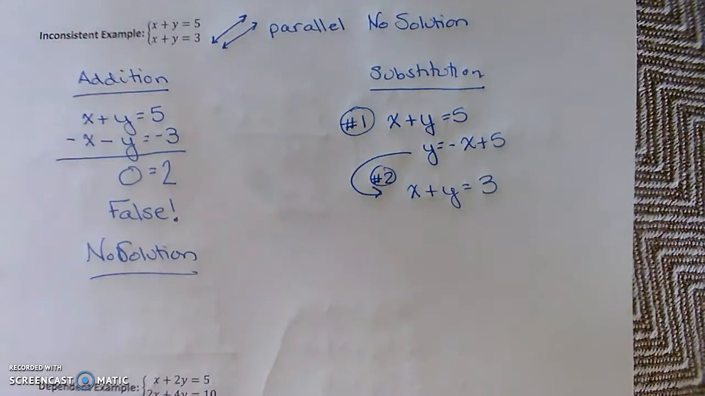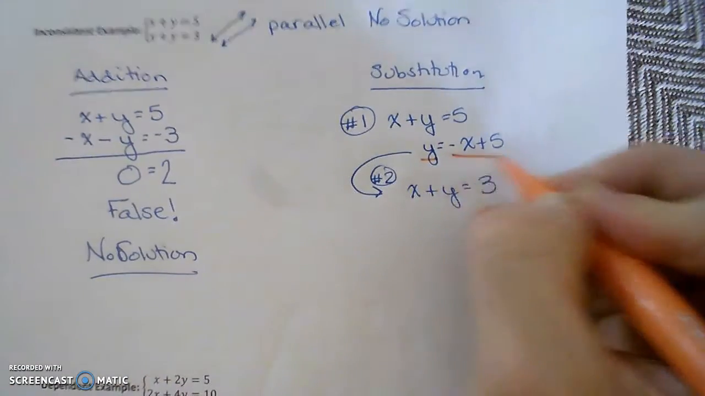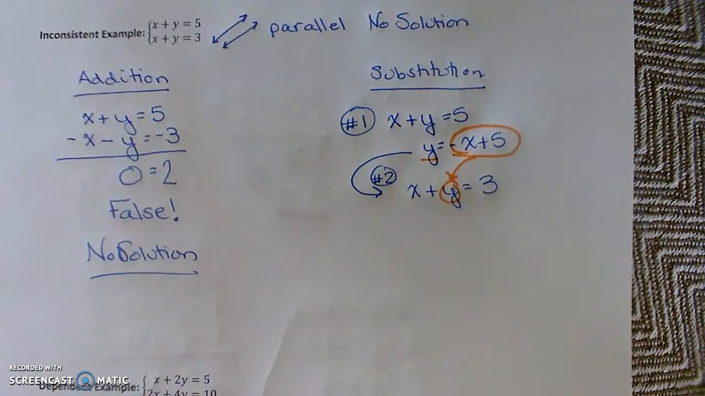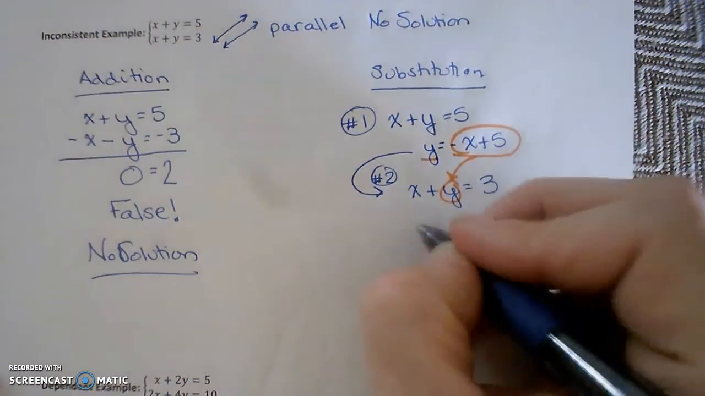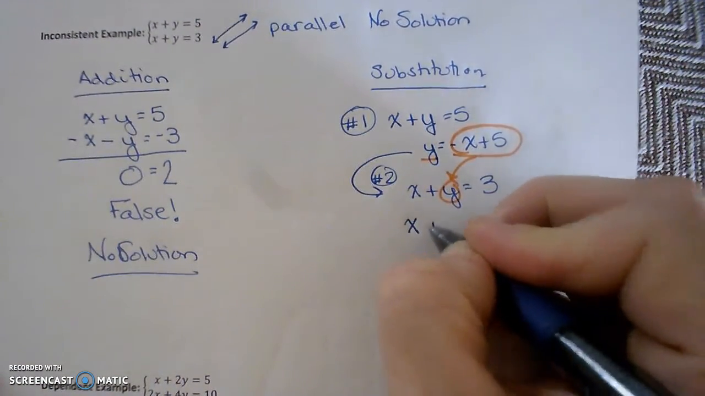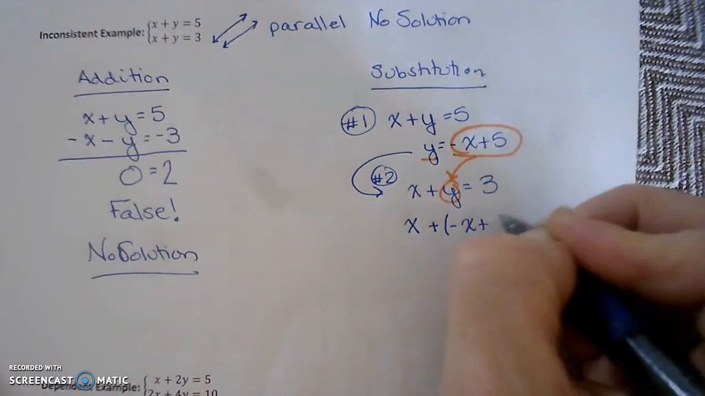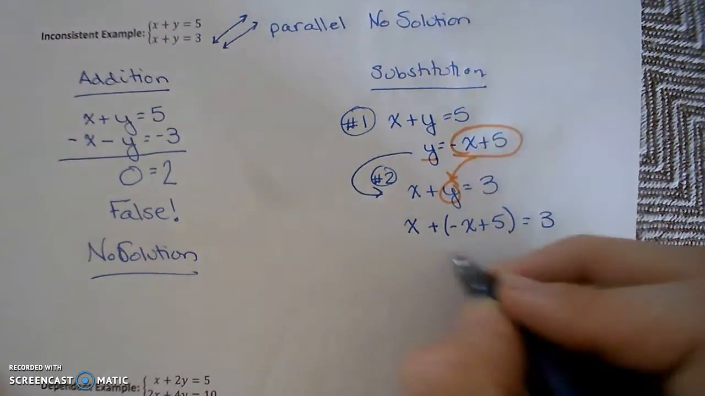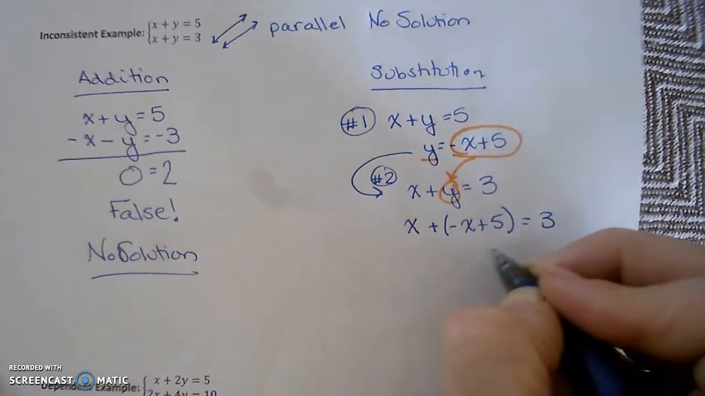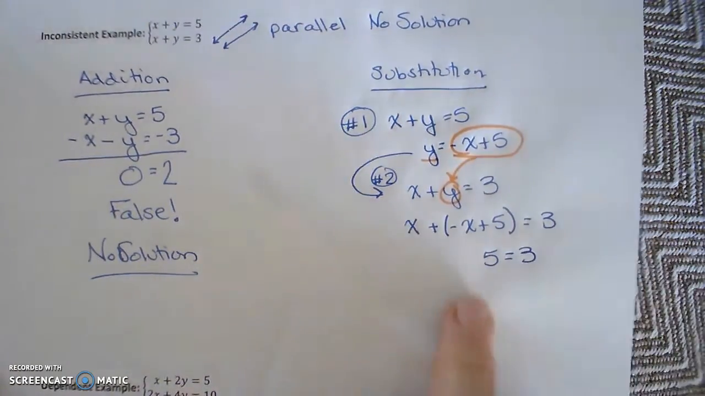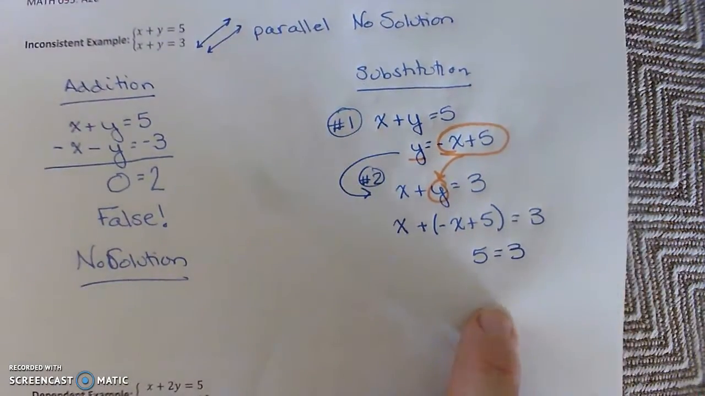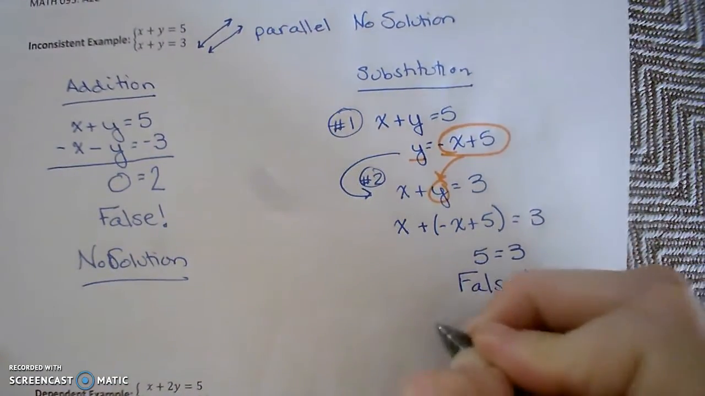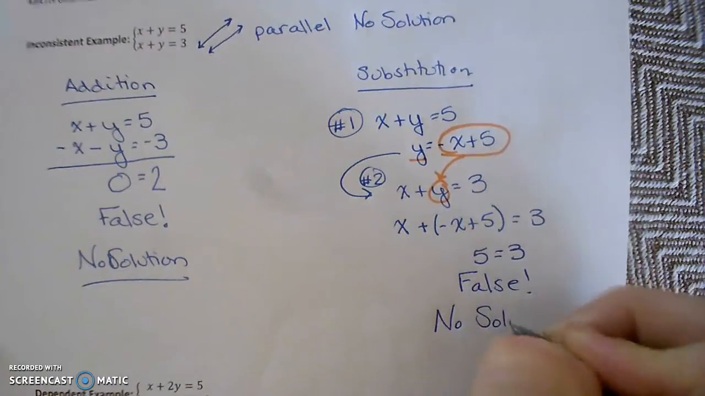So I'm going to take y, which is the same as negative x plus 5, and replace the y with negative x plus 5. So x plus negative x plus 5 equals 3. So x plus negative x is 0, plus 5 is 5 equals 3. So again, all the variables go away, and I'm left with a false statement, which tells me that I've got no solution.